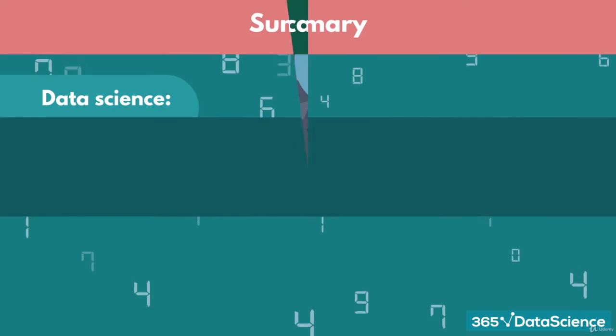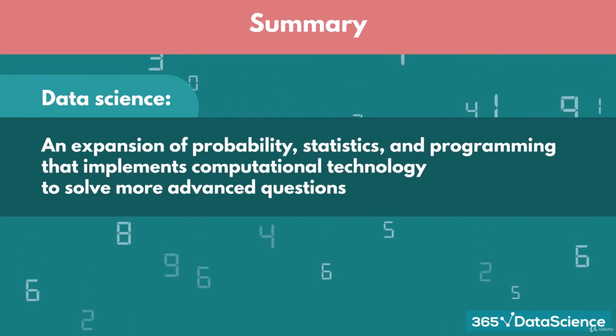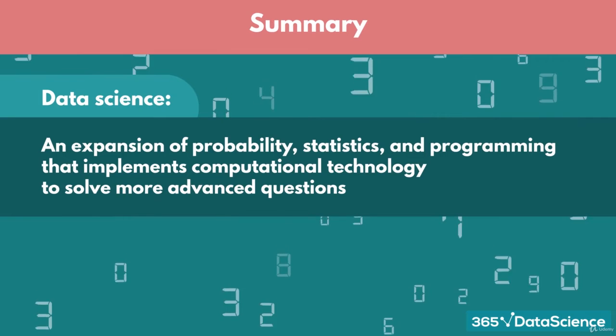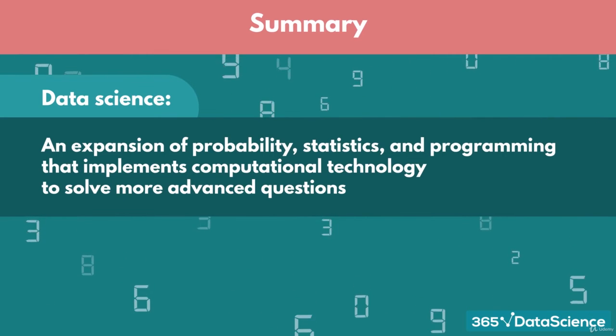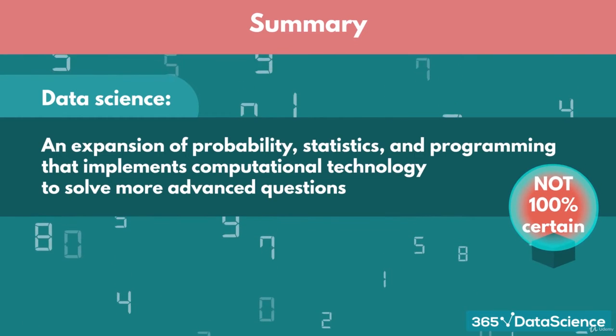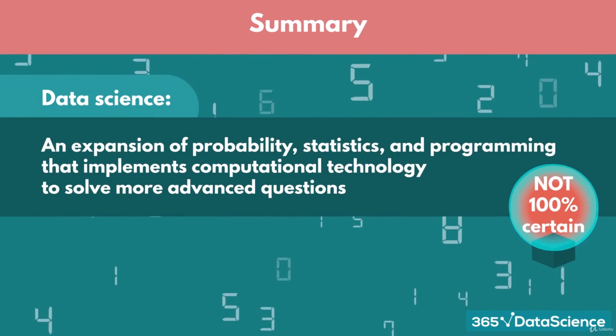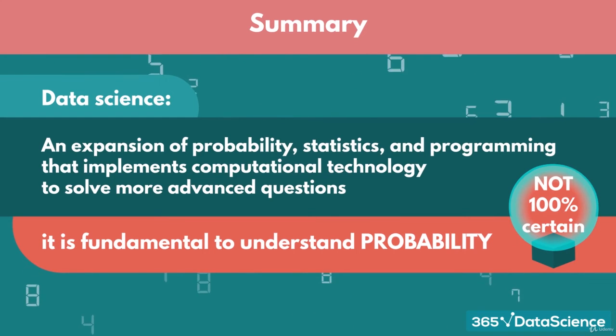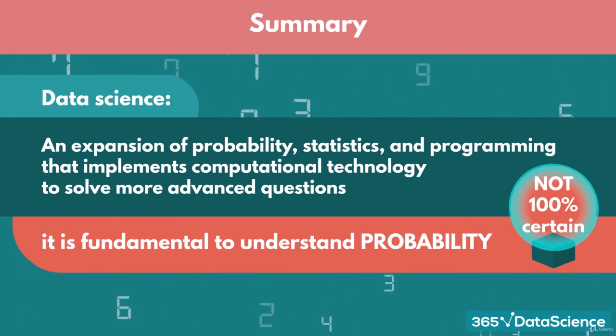In essence, data science is an expansion of probability, statistics, and programming that implements computational technology to solve more advanced questions. Even when using it to predict future outcomes, there is a degree of uncertainty of what the future holds. That is why it is fundamental for anybody striving to be a data scientist to understand the basics of probability.